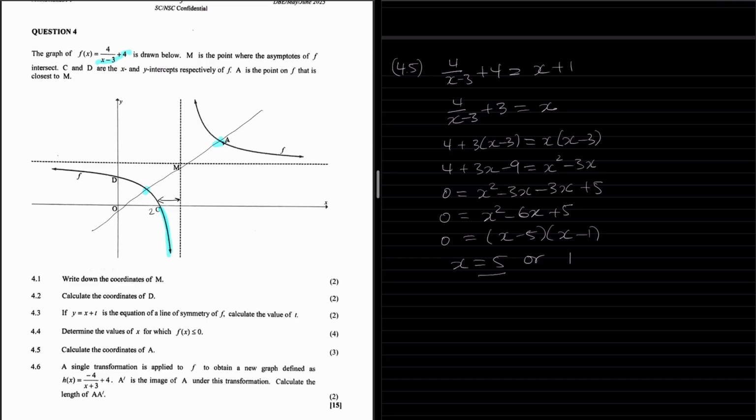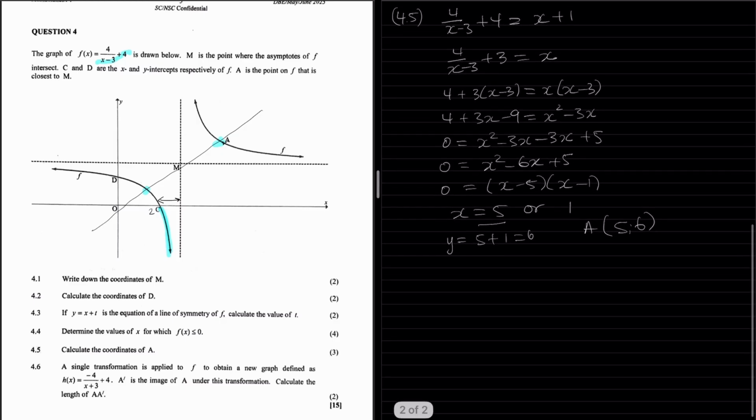Yeah, I'm going to choose 5. And so then the coordinate of A is going to be, remember I can solve that for the y value, it's going to be 5 plus 1, which is 6. So A is then going to be 5 and 6. Then the last one, 4.6.